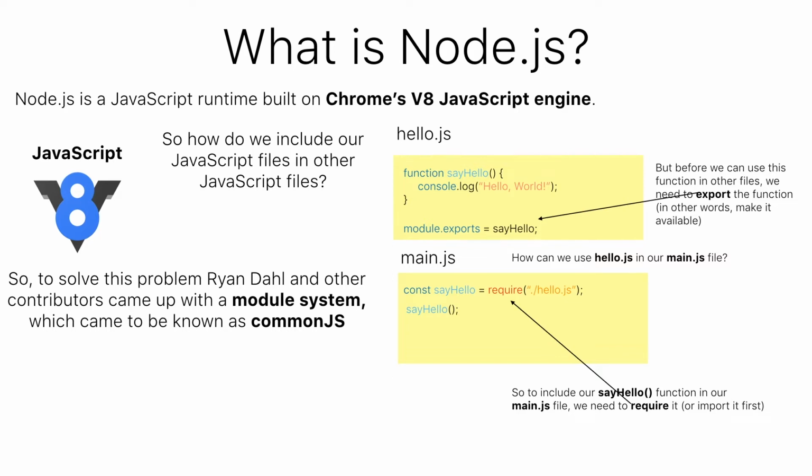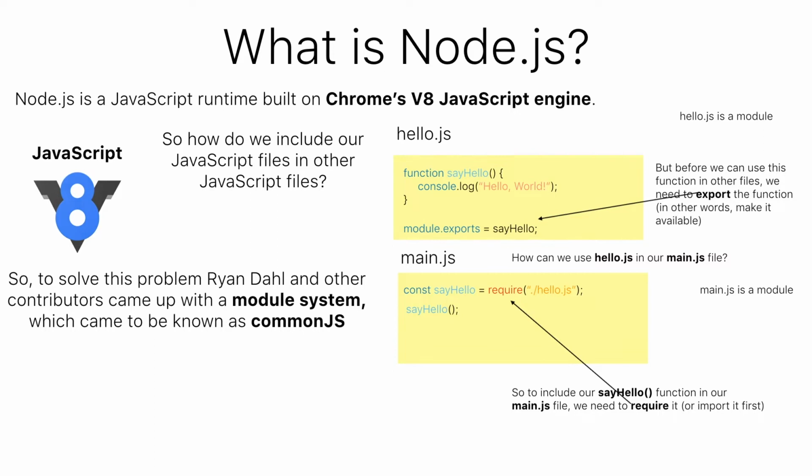So clearly the module system, CommonJS, is much more complicated than this simple explanation, but in a nutshell, this is what it allows us to do. It allows us to create modules, or JavaScript files, in which we can define very useful functions that we want to reuse in other files. So hello.js is a module and main.js is a module.